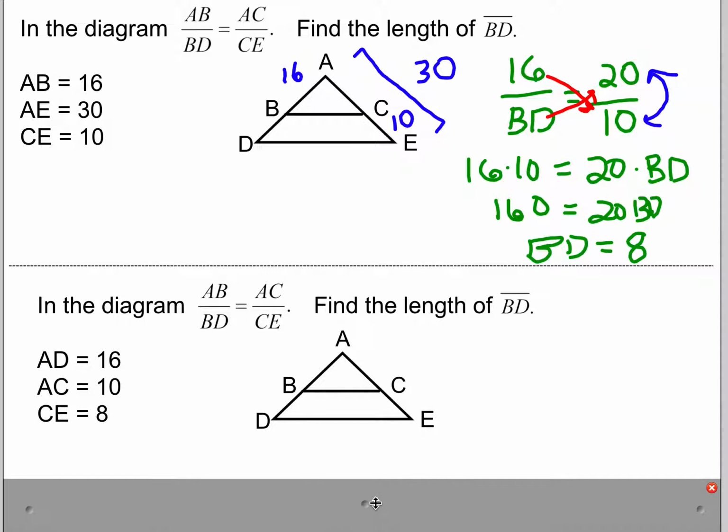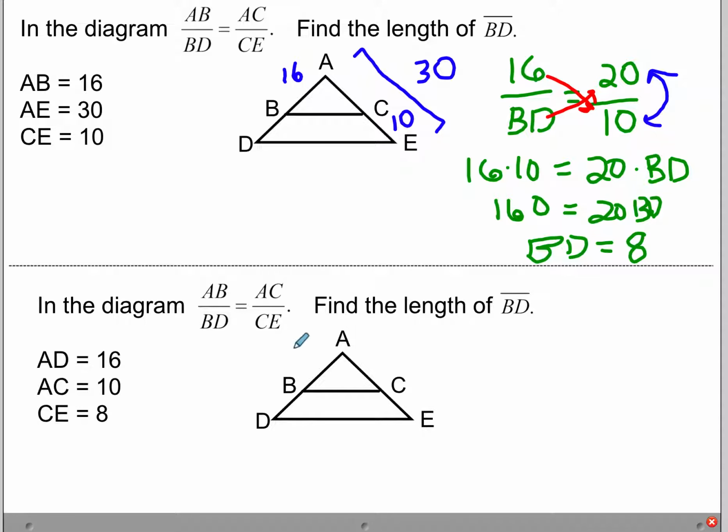Let's move to another example. In this diagram, AB over BD is the same as AC over CE, so same proportion. But now we're given slightly different information. We're given AD, that whole side is 16. We're given that AC is 10. And we're given that CE is 8. Now, can we write this proportion? Well, we know what AD is, but we don't know what AB and BD is. So how are we going to set this proportion up?